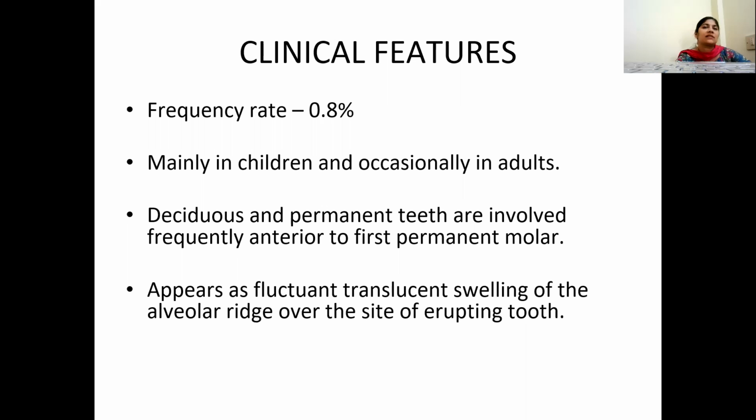Clinical features: the frequency rate is 0.8% of cases, mainly in children and occasionally in adults also. Deciduous and permanent teeth are involved, frequently anterior to the permanent molar. Usually it involves the anterior region, mainly the central incisor. It appears as a fluctuant translucent swelling of the alveolar ridge over the site of the erupting tooth. And that is the clinical appearance of the eruption cyst.